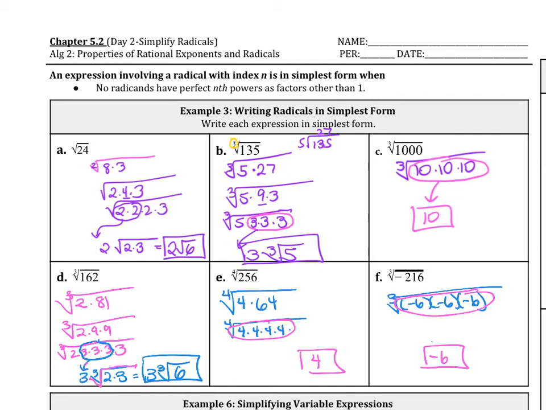Letter E, I divided by 4 first, so 4 goes into 256, 64 times. Then I hope seeing 64, you see that that is 4 times 4 times 4. So we have 4 4s inside the radical, and the index is 4, so that tells me I need 4 of them to come out. So the index is 4, so I need a set of 4 to come out. Letter F, cube root of negative 216. Hopefully when you see negative 216 in a cube, you see that that is negative 6 three times. 6 to the third power is 216, and so the final answer is negative 6.